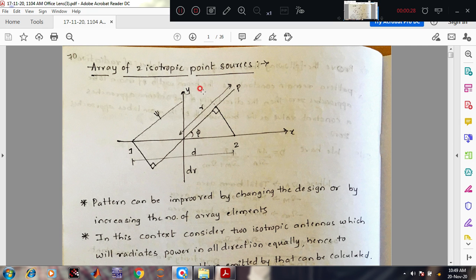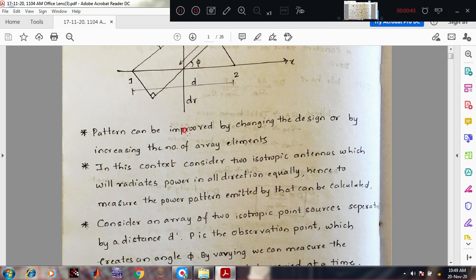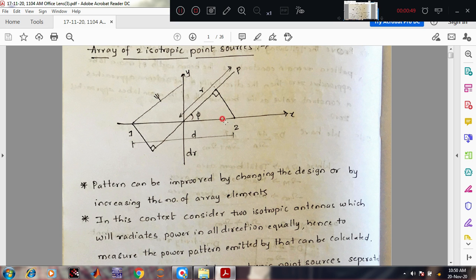So let's consider one observation point P at a distance r from the origin with an angle psi. That distance is r, and psi is the phase difference. We'll see here one by one how exactly it is. The pattern can be improved by changing the design or by increasing the number of array elements. So these are the array elements, and we can change the pattern.